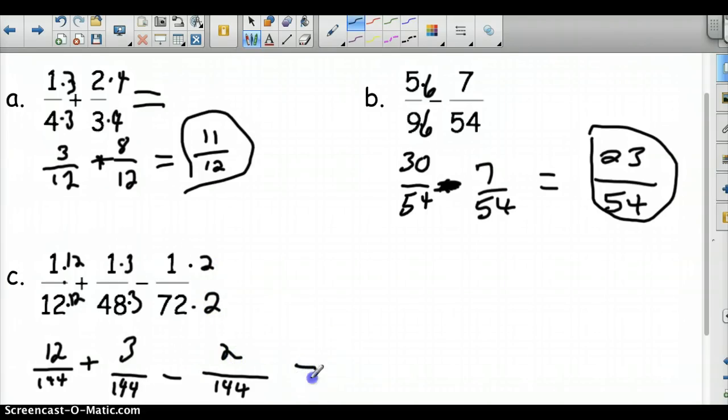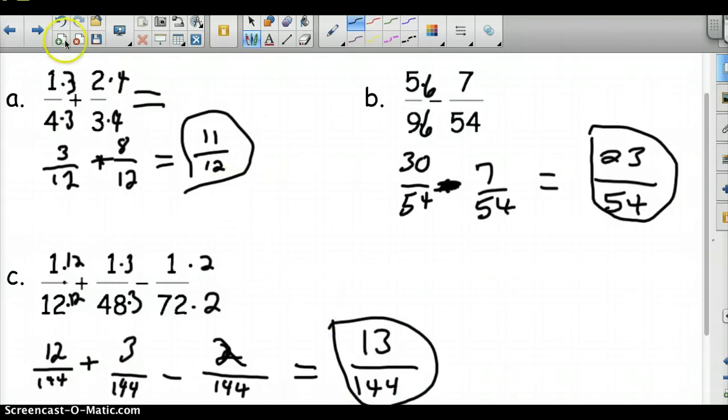Notice now they all have the same denominator, 144, and we can just add and subtract, going left to right. 12 plus 3 is 15, minus 2 is 13. We have 13 over 144, and since 13 is prime, it cannot be reduced.